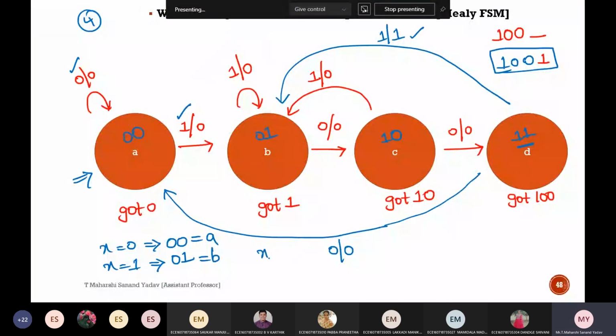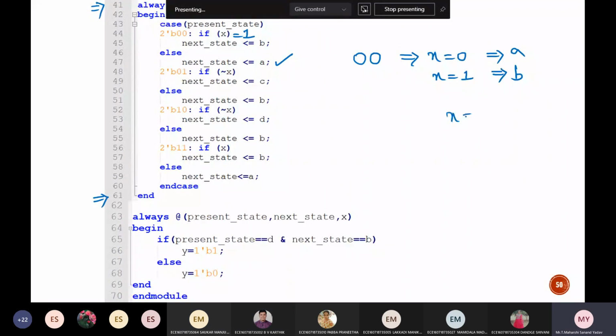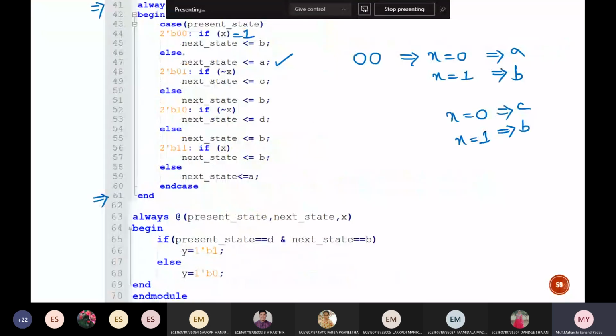Next, you check here. For B, you tell me when x is equal to 0, what will happen? When x is equal to 1, what will happen? When x is equal to 0, the next state is C. When x is equal to 1, it is B. So for x equal to 0 it is going to C, and next it should go to B. So if complement of x, is it 0 or 1? 0. So for 0, it should go to C, or else it should go to B.